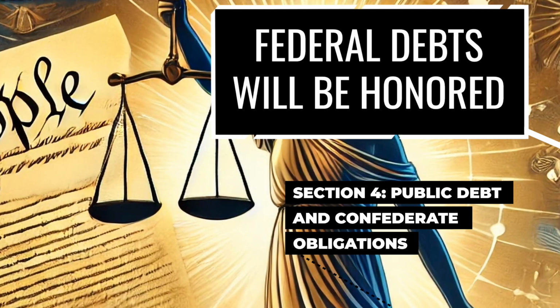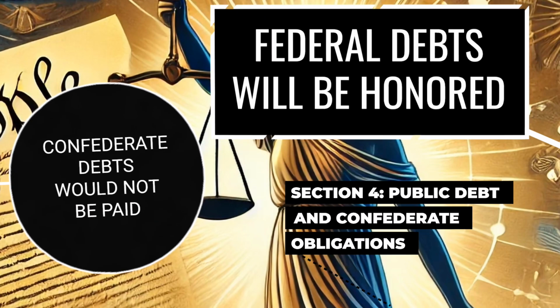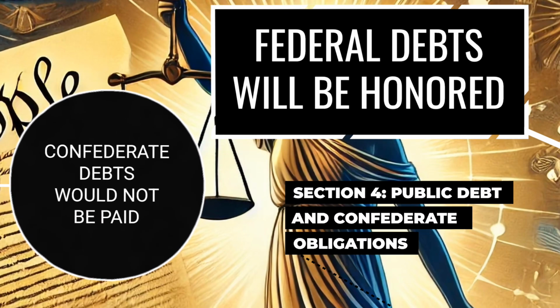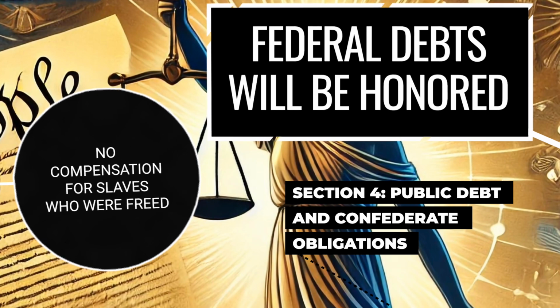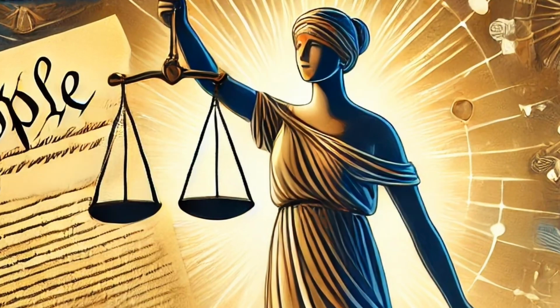This section guaranteed that the federal government's debts, including those incurred during the Civil War, would be honored. At the same time, it explicitly prohibited the repayment of debts incurred by the Confederacy or claims for compensation related to the emancipation of enslaved people.